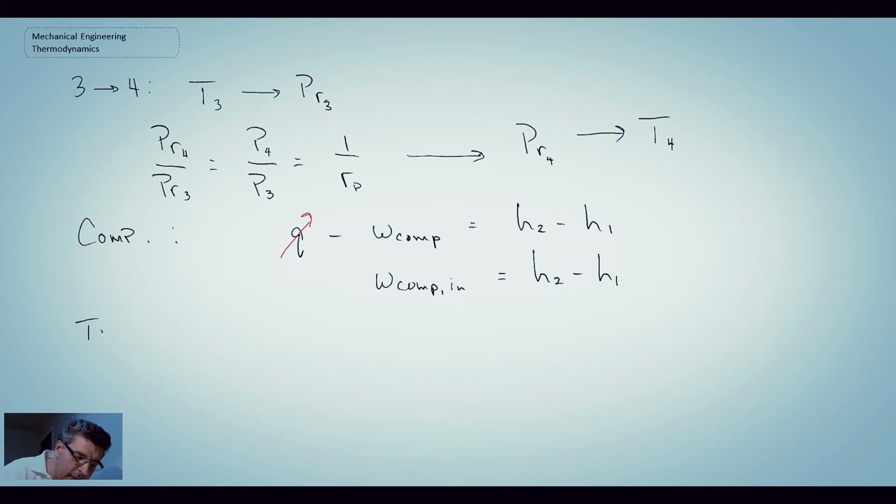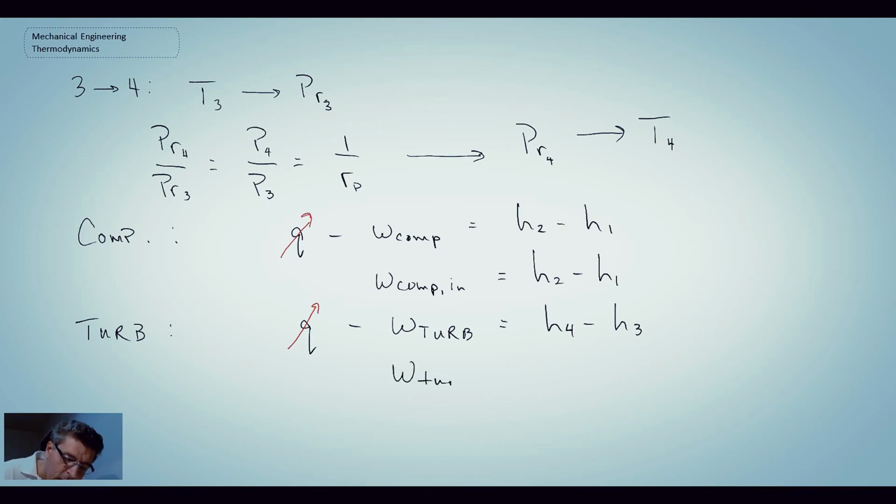And then for the turbine, similarly, the first law we can write out. Again, there is no heat transfer in the turbine, so that disappears. Now this is work coming out. And we get that for the work from the turbine. So those are some of the equations.